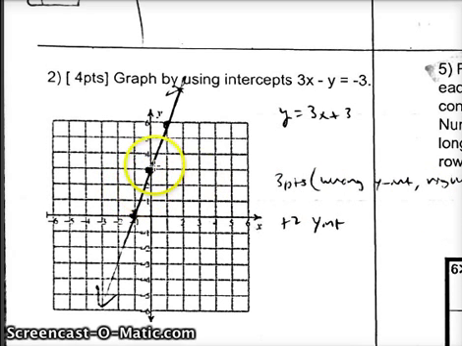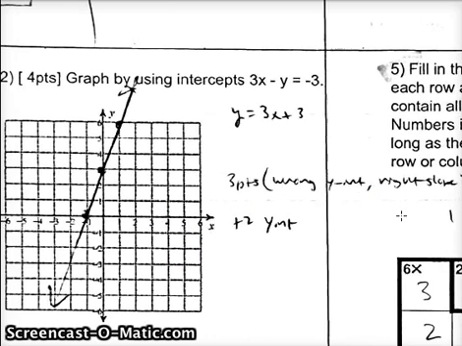If you just put a dot at positive 3, I gave you 2 points. Maybe the rest of the graph is wrong, your slope is wrong, so I'm trying to give you at least some partial credit. Any questions on that problem?